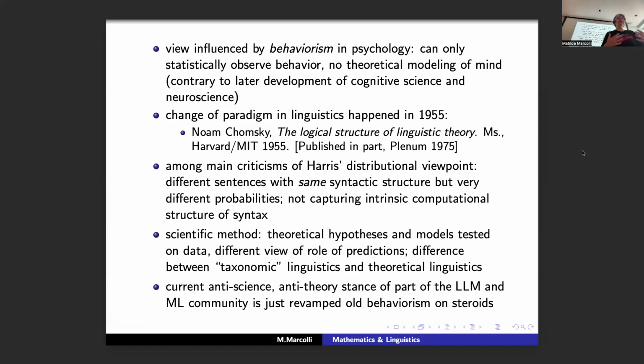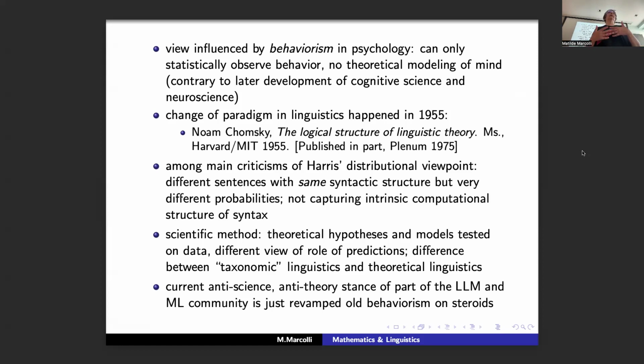The change of scientific paradigm happened in 1955 with a long book that was actually the PhD thesis of Chomsky. It happened to be published only in 1975, because it gave rise to a kind of cataclysmic shift in perspective in how to think about linguistics as a science. It is a very long text, and a lot of it is dedicated to criticizing this model of Harris and giving both empirical and theoretical evidence for why it doesn't work.